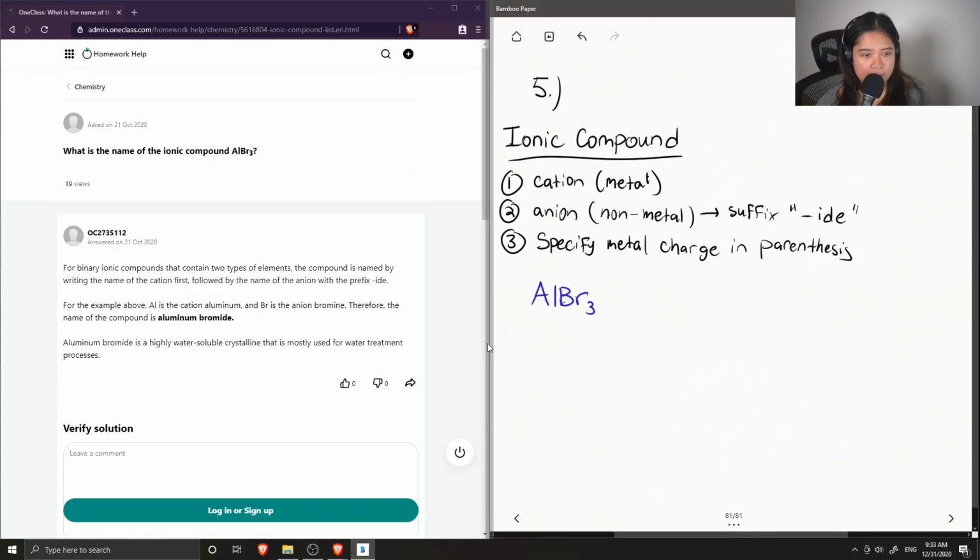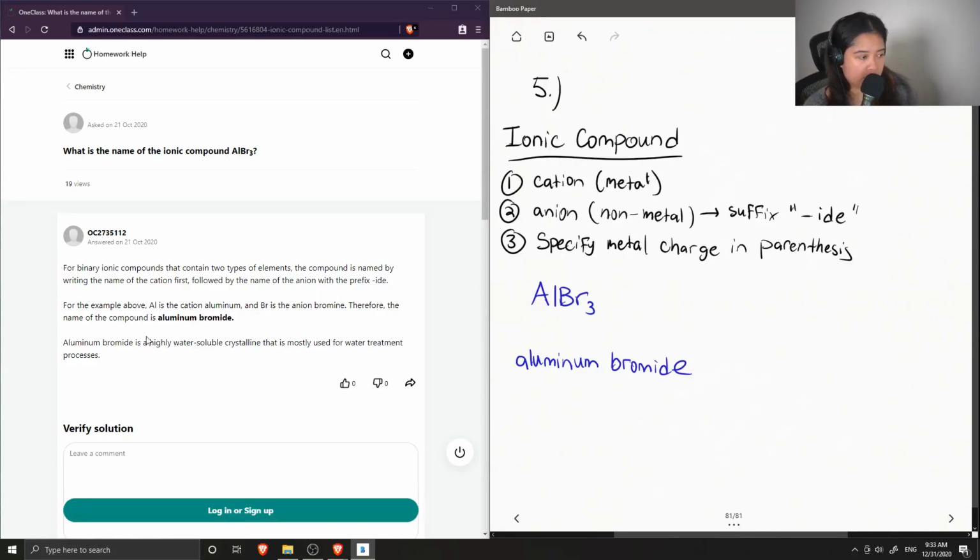Al is the metal aluminum. So we name that first. And then we name the non-metal, which is bromine, but we're going to change the suffix to ide. So the name of this compound is aluminum bromide.